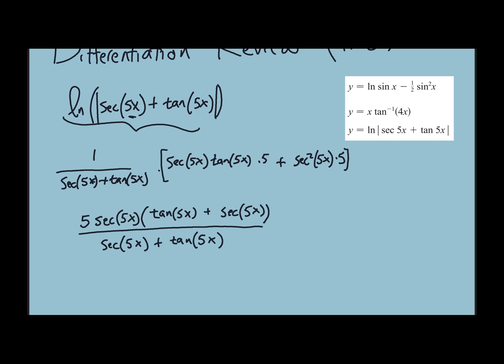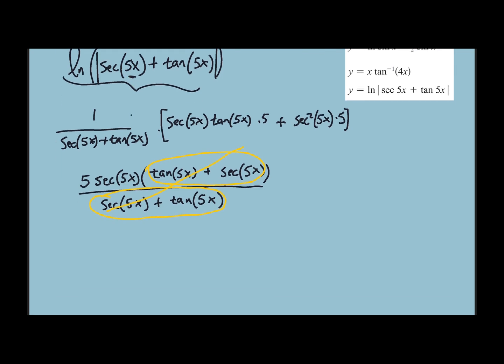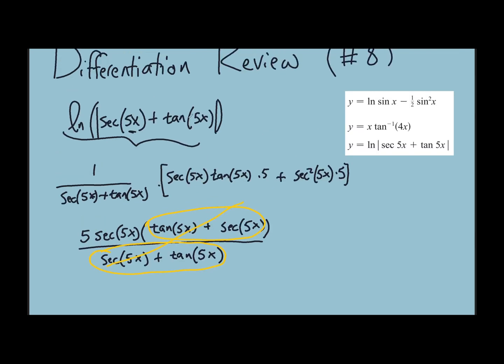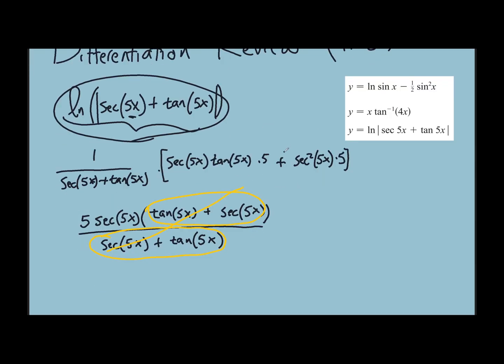So can we simplify this any further? I think we can work this out. Because we have, oh, check it out. This matches this, which means they cancel. There's the magic. There's the magic. So the derivative of this hideous thing up here just becomes 5 secant of 5x. Took a second to spot it.